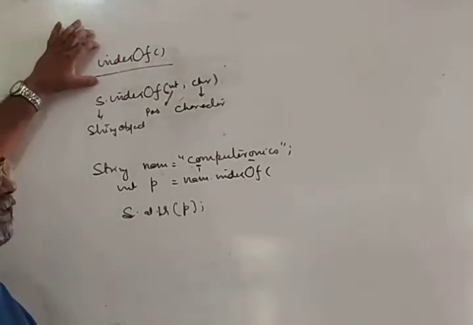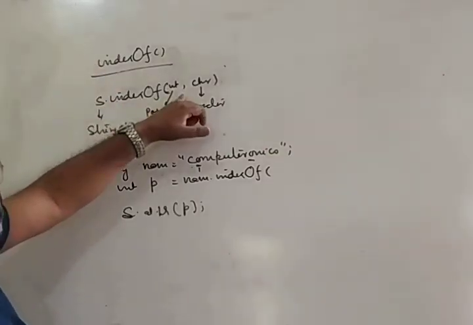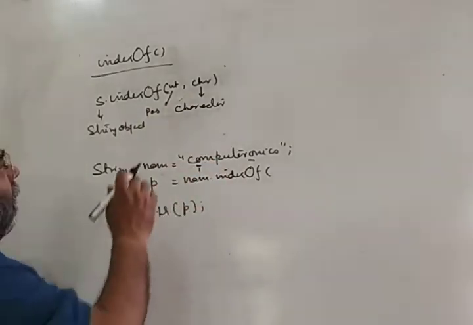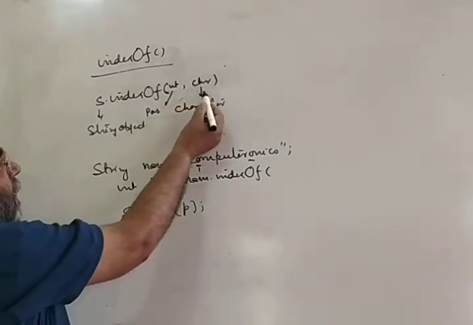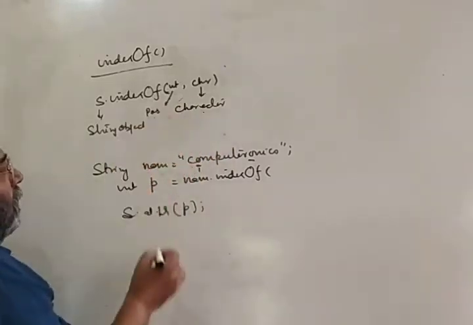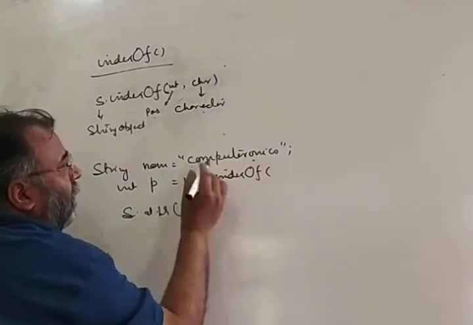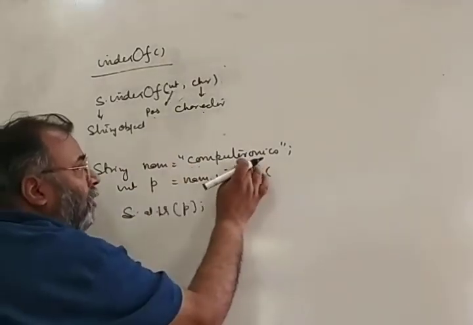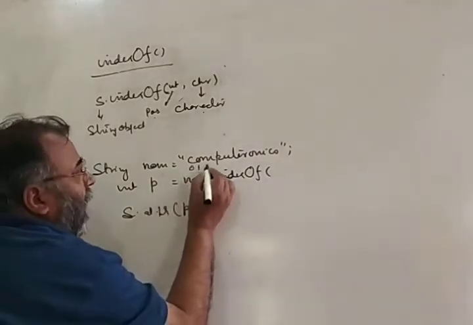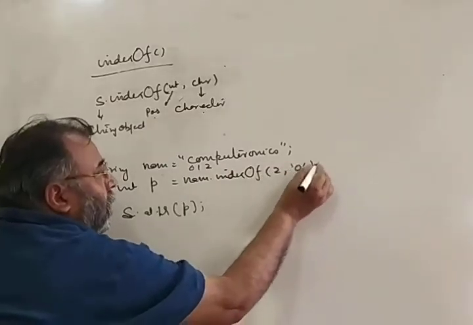The first format of indexOf was s dot indexOf(character). It told you the position of the first occurrence of the character. Now the second format takes int comma char. Int is again a position, and the character is the one whose position you want to know. Now we have two O's in this example, computeronics. One O is here, and I want to know the position of the other O. So I have to give a position which is after this, say 2 comma O.